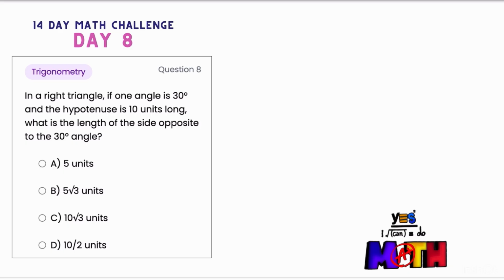Okay, so the first thing you want to do is draw the triangle. Drawing the triangle is important. It is a right triangle. I am not assuming it is a right triangle. I can read that it is a right triangle. Then they say that one angle is 30 degrees.